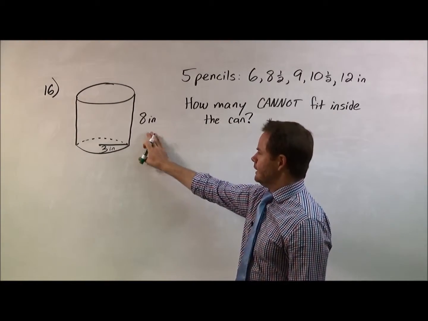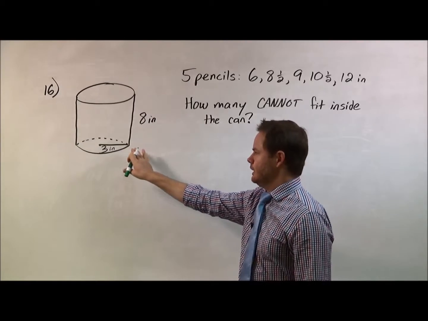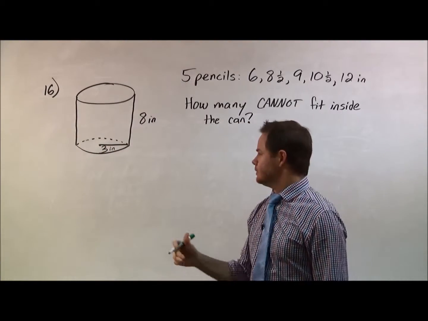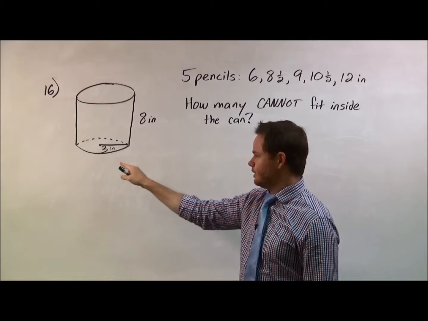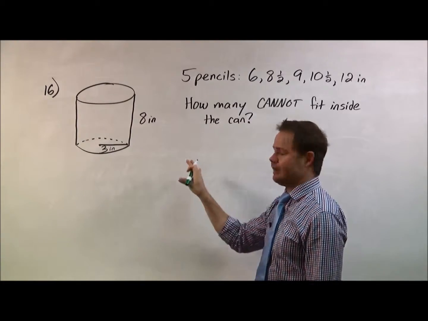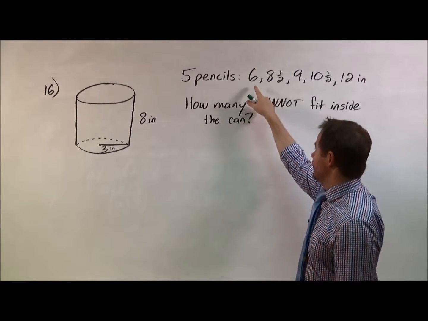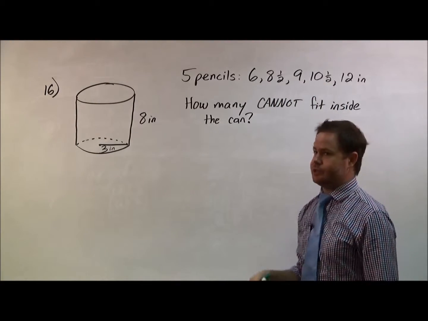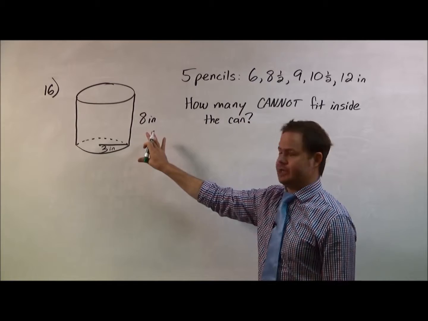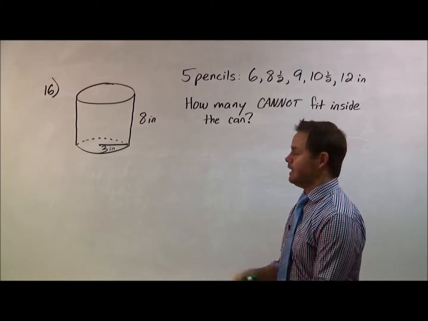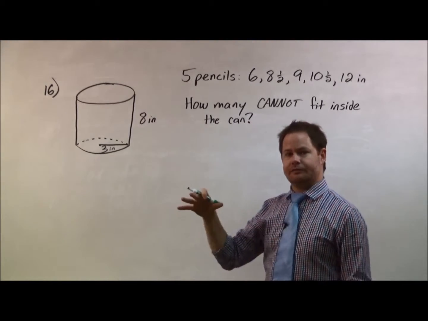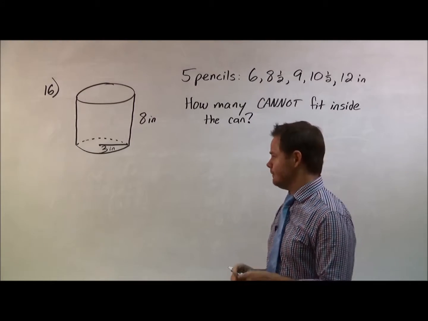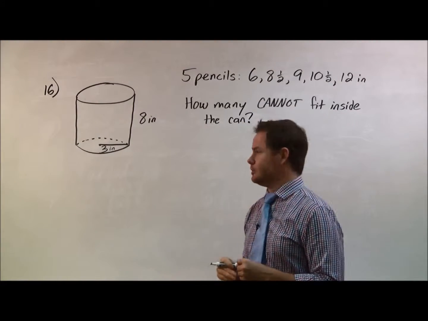They give us a can and they say that it's got a height of 8 inches and a base radius of 3, which means that the radius of the circle on bottom is 3. And we've got 5 pencils of lengths 6, 8.5, 9, 10.5, and 12 inches that we want to put inside of this can. And the question is asking us how many of those pencils cannot fit entirely inside the can. So let's take a look at how we can determine that.